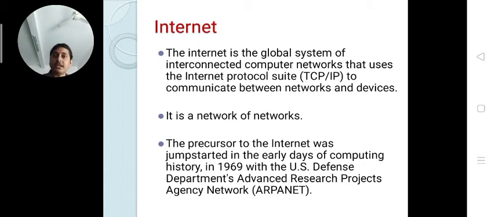Earlier in 1969 a network was there, as ARPANET was using one, but it was an isolated network. Suppose there are 5 offices, each having their own network, but they could communicate only between the computers of their own office. It was not possible to communicate with the computers in another office, and that became possible only after the development of the internet. When the internet came into existence, this also became possible. How this became possible, we will see in the next slide.